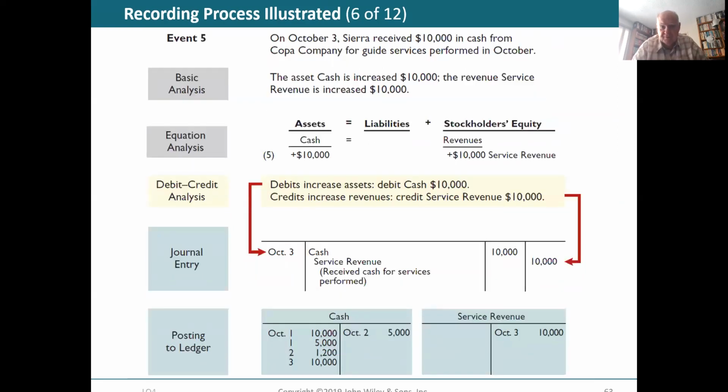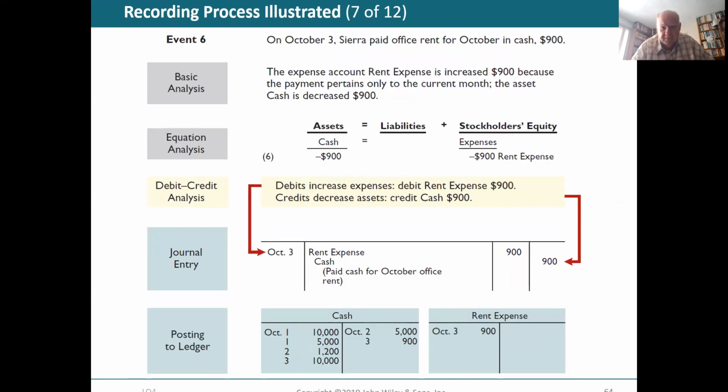Okay. So they're taking us through these different transactions. What is this? I can't read that. Oh, received cash from Copa Company. We perform services. So our service revenues went up with a credit, cash went up with a debit. So now we have a balance of what's that, 26,200. We have a $21,100 balance in cash now. Balance in revenue is 10,000. Paid the rent. Cash went down 900. Rent went up 900.